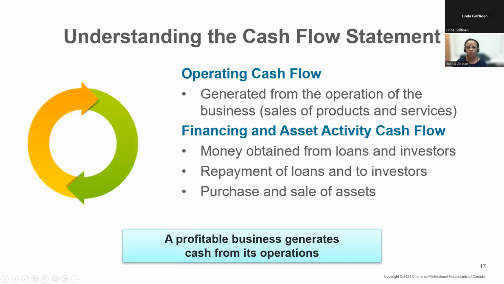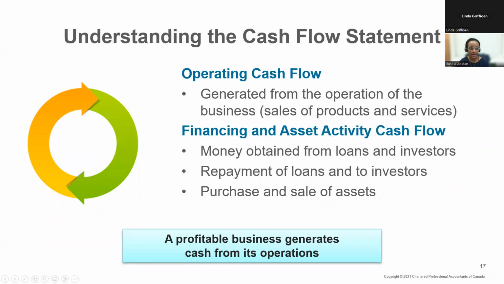Understanding the cash flow. A business can obtain cash from multiple sources. There are many ways that a business can generate cash. These include the operation of the business, like the goods that the business is selling. It could also get cash from lenders and investors, as well as from selling its assets. However, only operating cash flow is sustainable. And operating cash flow is the cash that comes from the business's main operations, from the sale of its products and services.